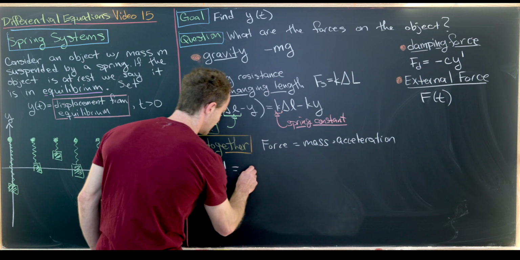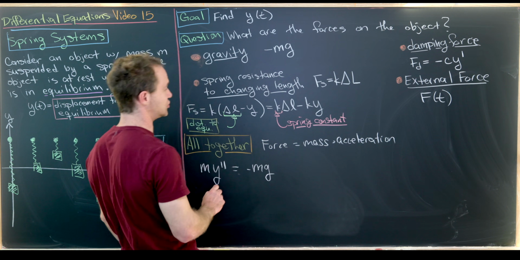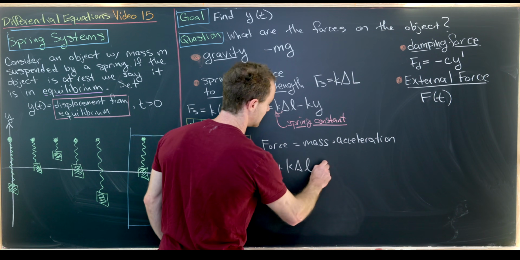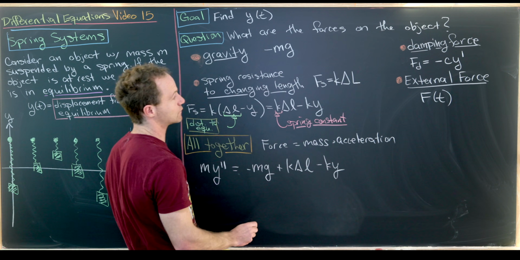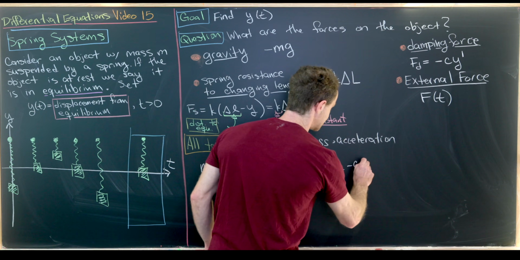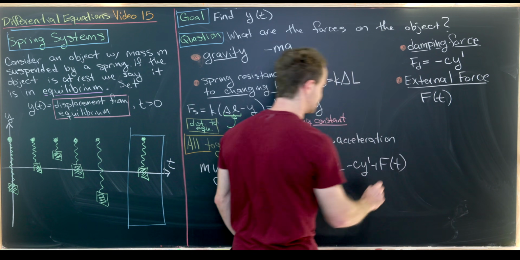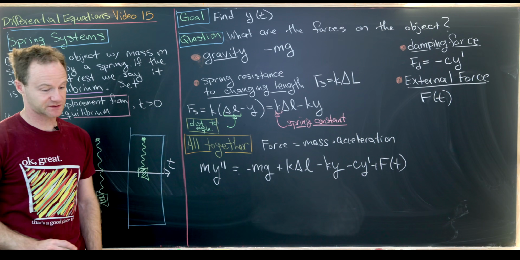So let's add these up. We have minus m times g, and then we have plus k times delta L minus k times y, and then we'll have minus c times y prime, and then plus f of t, where that's our external force.